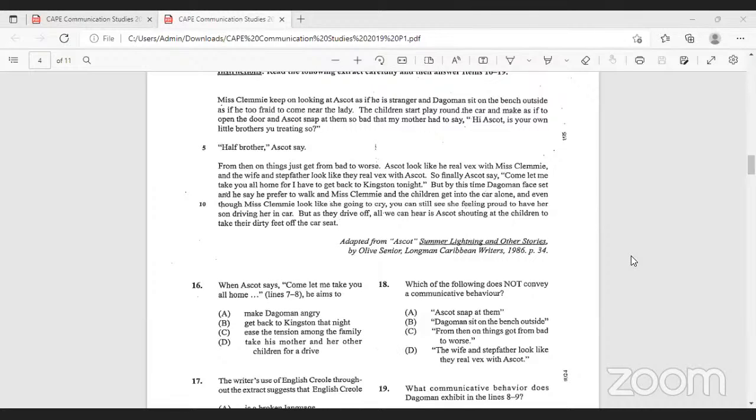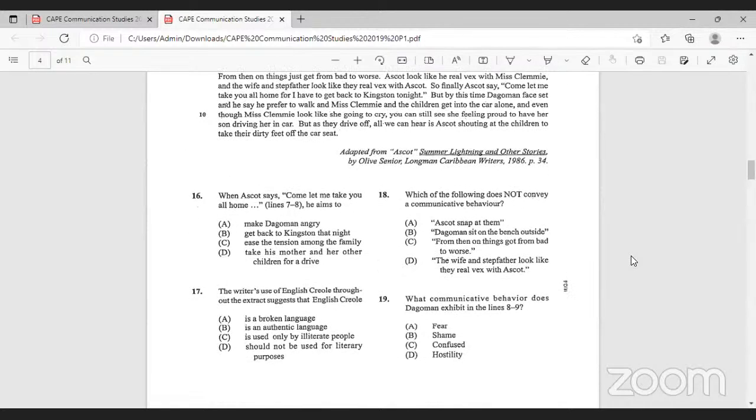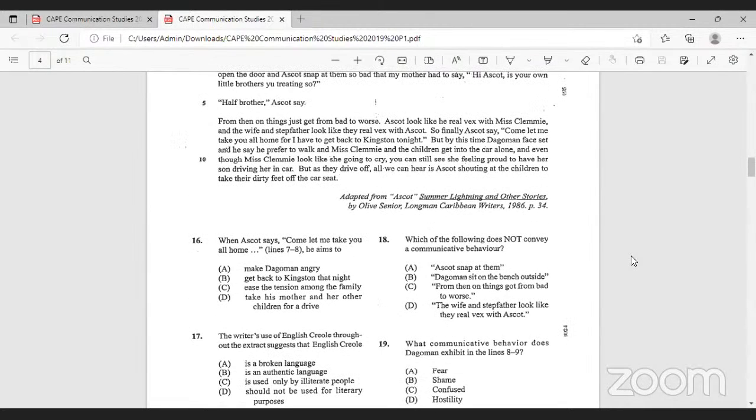Number 17, the writer's use of English Creole throughout the extract. So for number 16, when I was doing it, my teacher said that it was to ease the tension among the family, so I'm not sure. Well, we can put an asterisk on it. And if we have time, we'll come back.